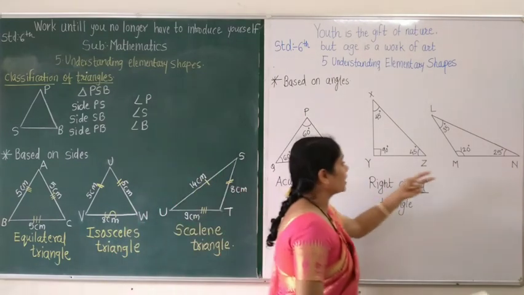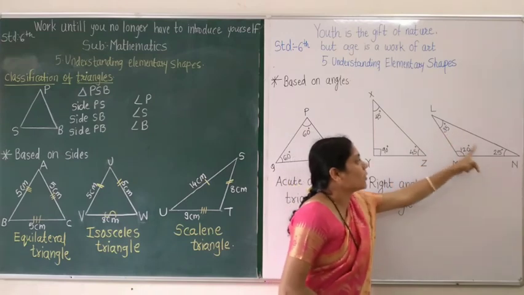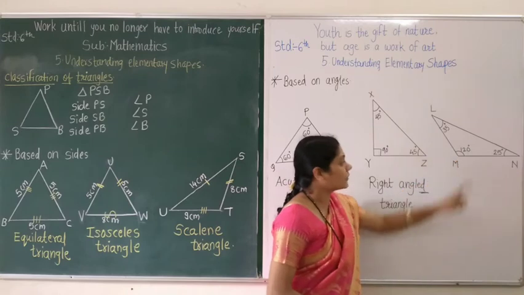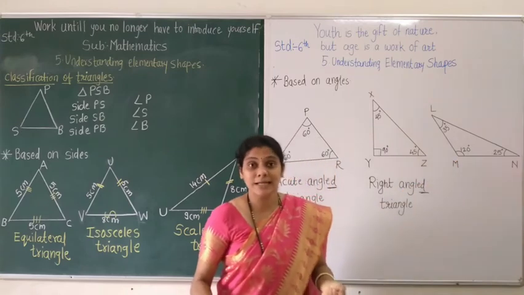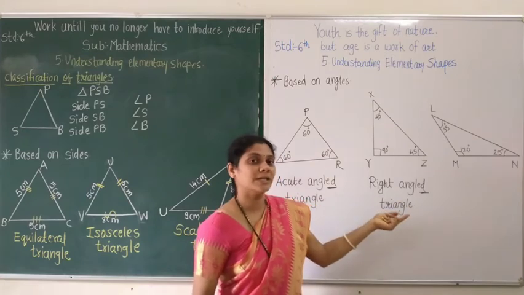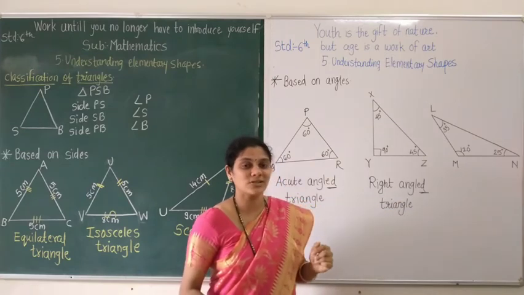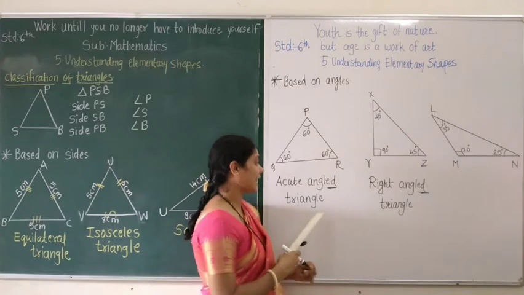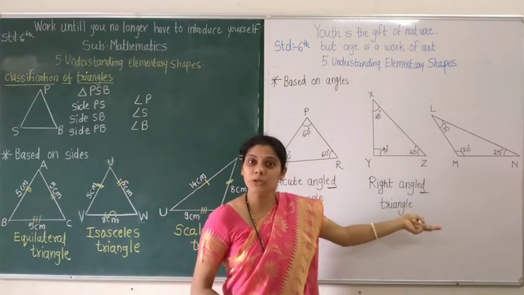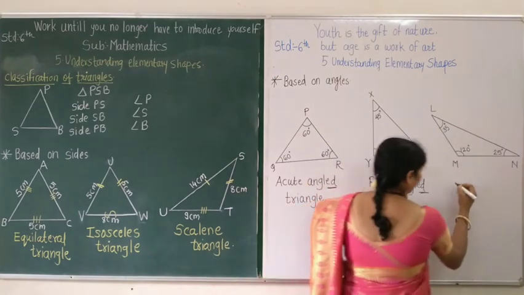Now what about this? These two angles are acute angles because they measure less than 90, but the third is 120, which is more than 90 degrees, that means it has an obtuse angle. So what will be the name of this triangle? Just try to imagine it. If it is acute, if it is right, then it is, yes, absolutely correct, obtuse angled triangle.